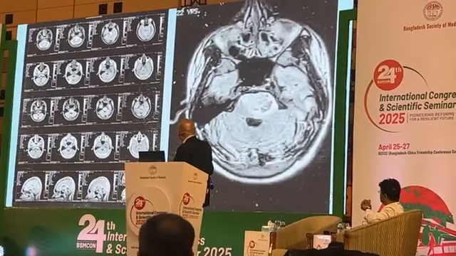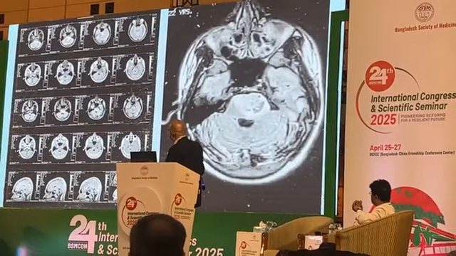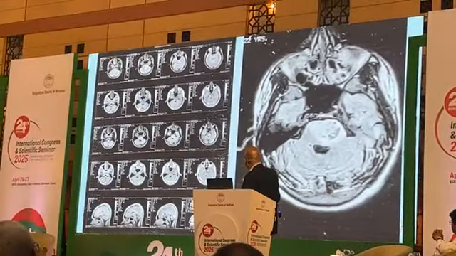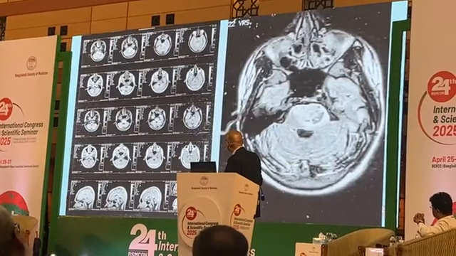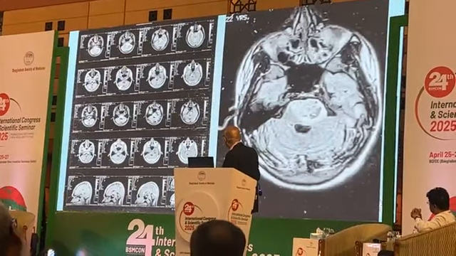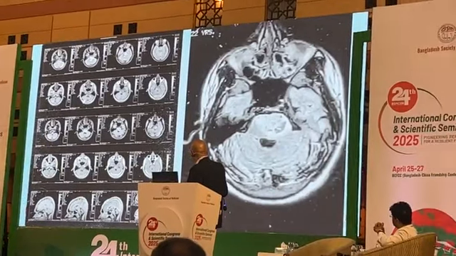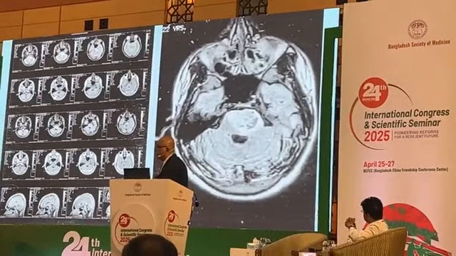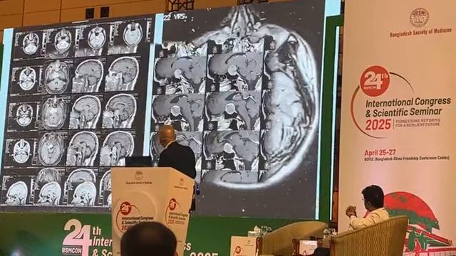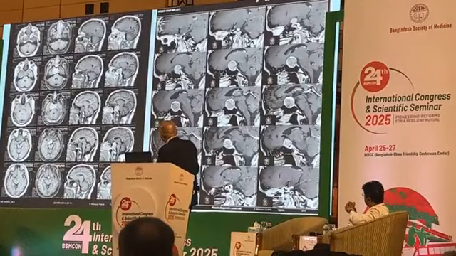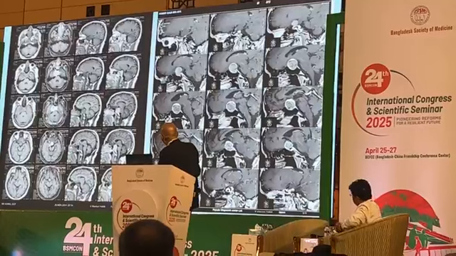Right, this is a primary neoplasm within the pons. We can see this is not in the CP angle. The CP angle is clear. The lesion is within the pons. This is a pontine glioma, a serious condition, very difficult to operate on.